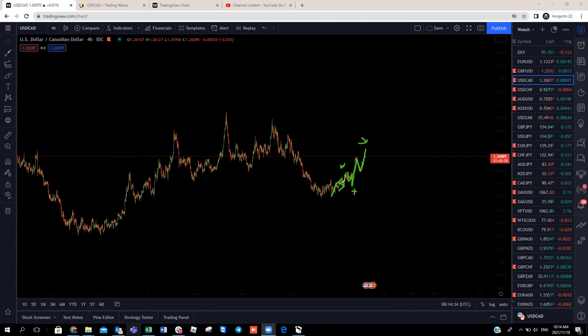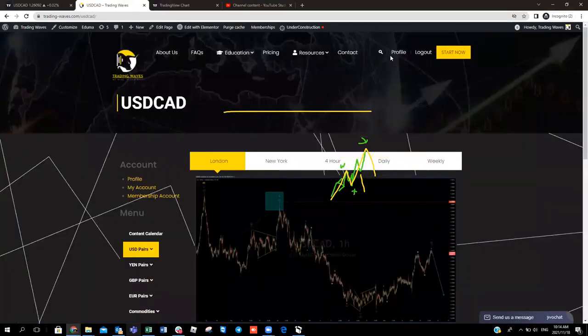So we could have this one as a 1, 2, 3 waves, and then we drop. So we're watching for that to play out. So especially if it gets to the 50% of this, which is almost there, 61%, we look for this one to push lower. We're actually looking for this to come down here, but it's pushed a little bit higher. Okay, so that is US dollar CAD.